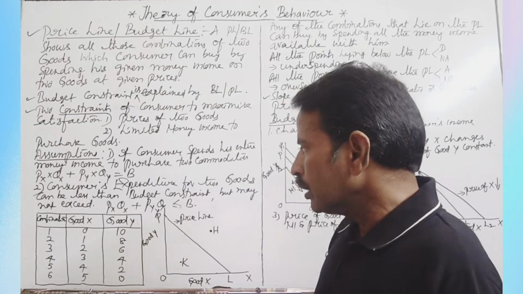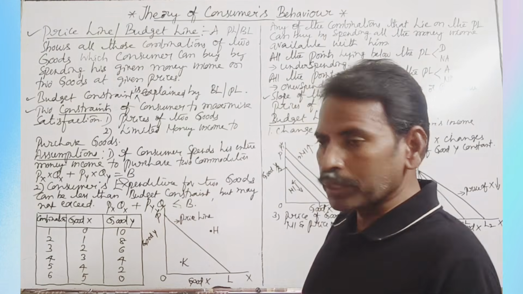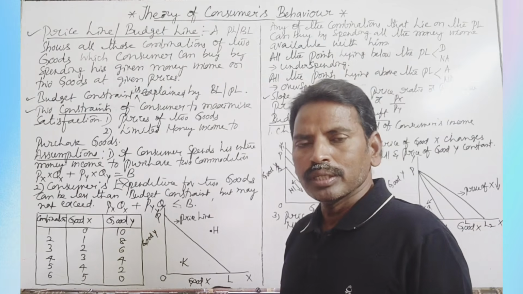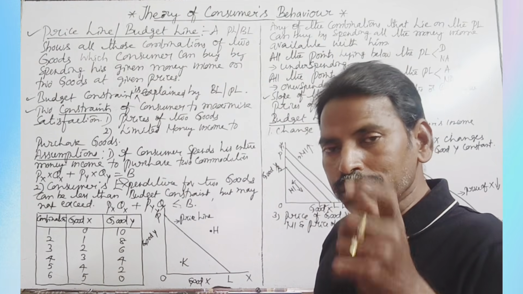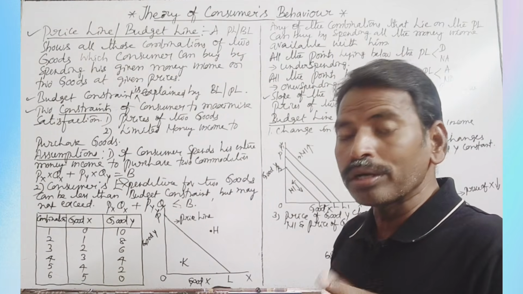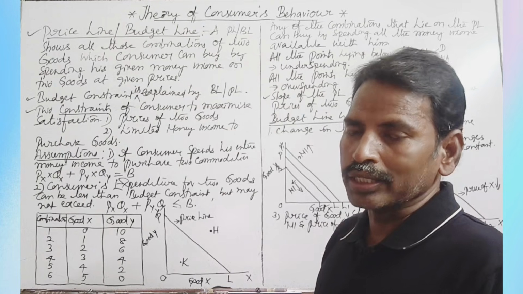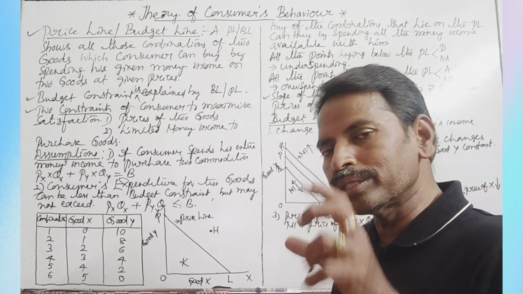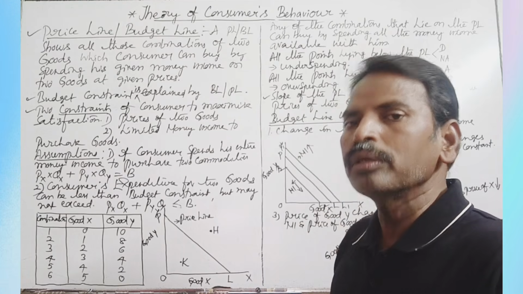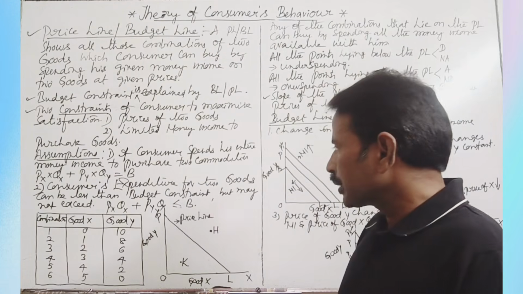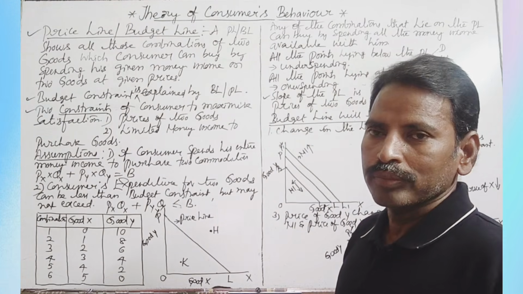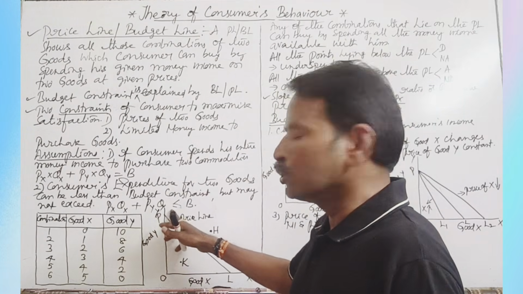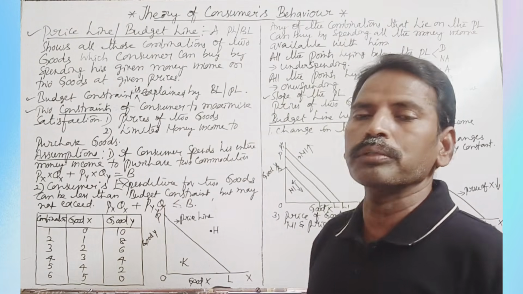Second, the consumer's expenditure for two goods can be less than the budget constraint or equal to the budget constraint, but may not exceed. That means PXQX plus PYQY is less than or equal to budget.